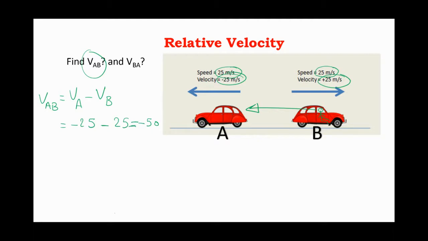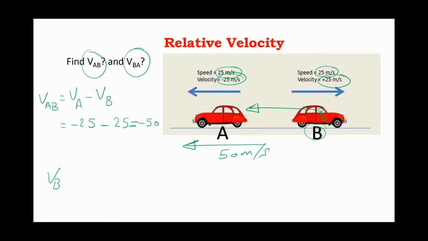What does it mean, negative 50? Can you interpret this answer? 50 to the left, that's right. It's 50 to the west or the left. Excellent. So it means when B is the observer and he is looking at A, he will feel that A is moving to the left at 50 meters per second. That's his feeling. Okay, so that's called relative velocity of A relative to B. Let's take the other case.